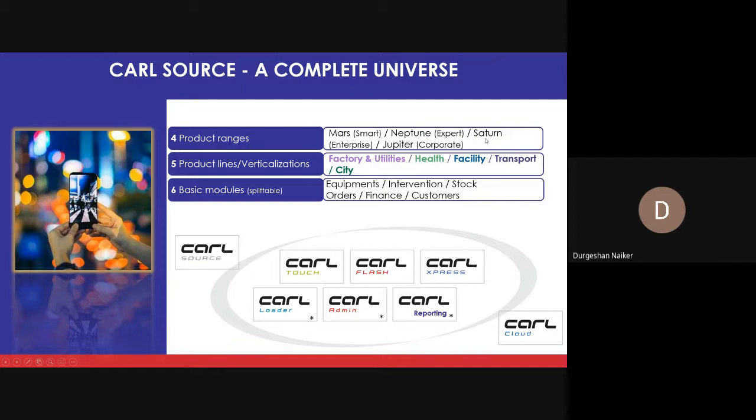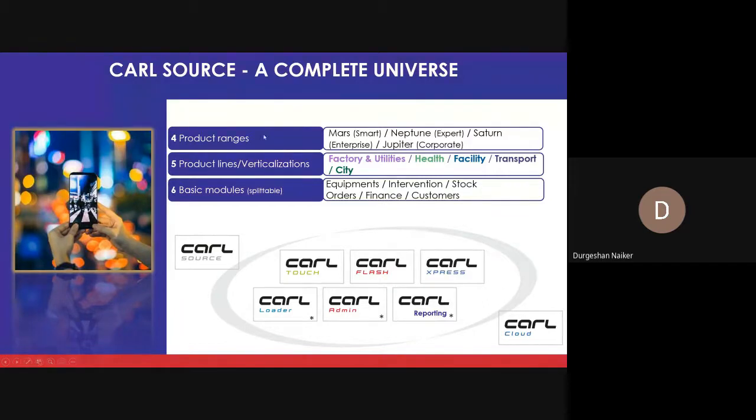Then we have Saturn, which is the enterprise version, for a bigger company, a large company, where they need more than, let's say, 300 users. Then they need something like the enterprise version. Jupiter is again for those companies which are even interstate, so they are all over the world. They are globally present, so they need a much bigger system.